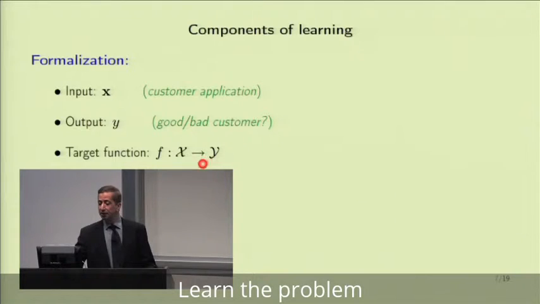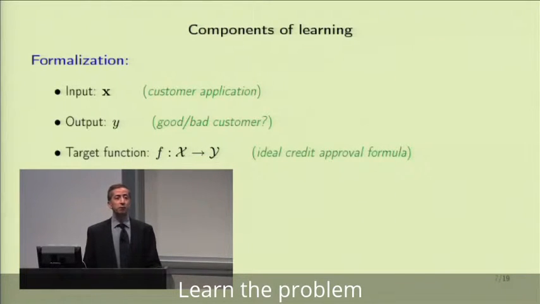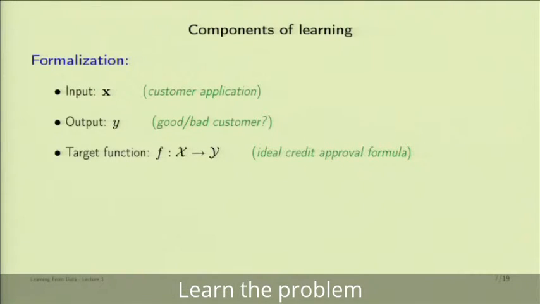Okay? And this target function is unknown. In all of our endeavors in machine learning, the target is unknown. If it were known, nobody needs learning. We just go ahead and implement it. But we need to learn it because it is unknown to us. So what are we going to do? We're going to use data, examples.